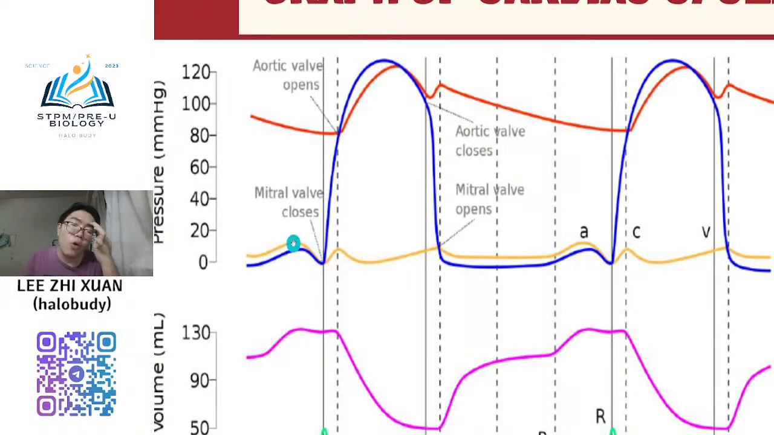atrial systole, because atrial systole is very short, just to make sure that all the blood from the atrium has entered into the ventricle. Once it has totally entered, it will close the valve, and then ventricular systole will happen, and from here until here is actually the ventricular systole period.